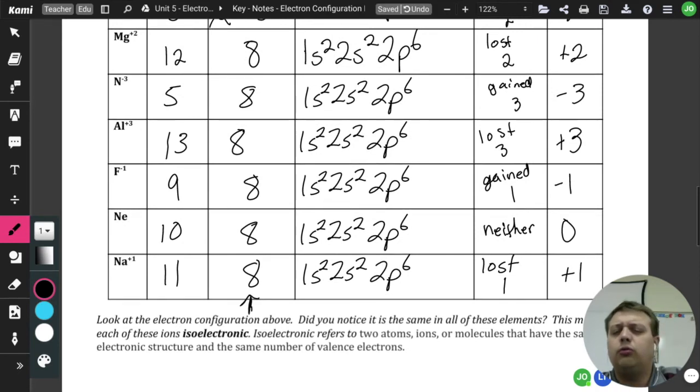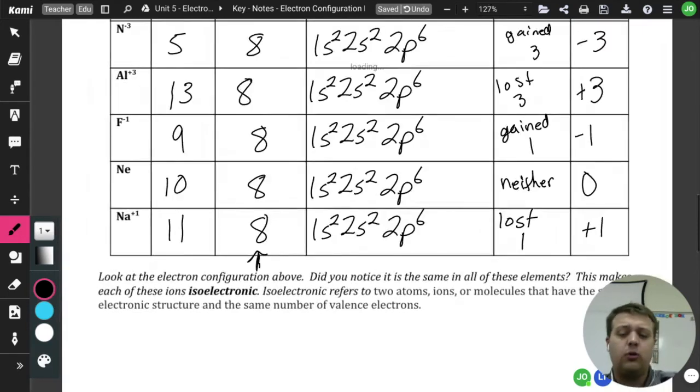Okay, well, what else do we notice? What do we notice about our electron configuration? Well, the electron configuration is the same. It's 1s2, 2s2, 2p6. So did you notice that before? So what this is, is what we call an isoelectronic substance. Each of these is isoelectronic with the original thing, specifically neon. They're all isoelectronic, meaning they have the same electron configuration.